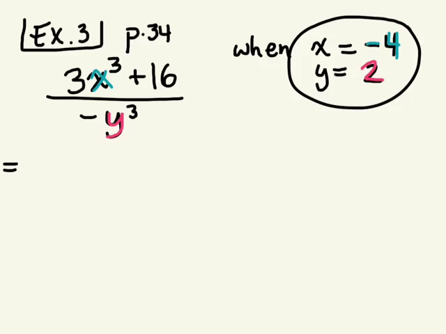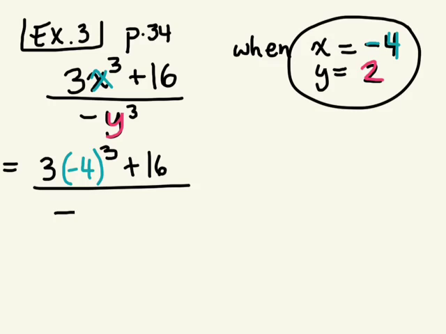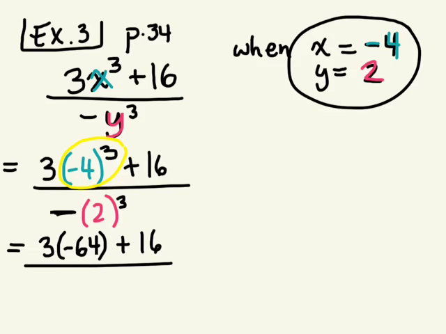So we have 3. X is -4, so I need to make sure I put that in brackets. To the power of 3 plus 16 divided by negative. Don't forget that negative. What's y? 2 to the power of 3. I need to simplify -4 to the power of 3. What is that? -64. So it's going to be 3 times -64 plus 16 divided by, what is -2 to the power of 3? Yep. Good. -8.